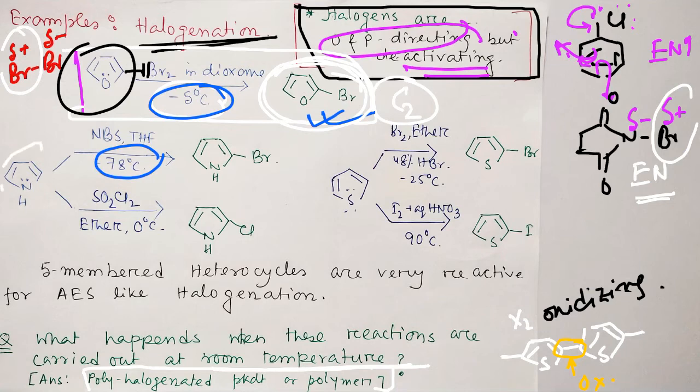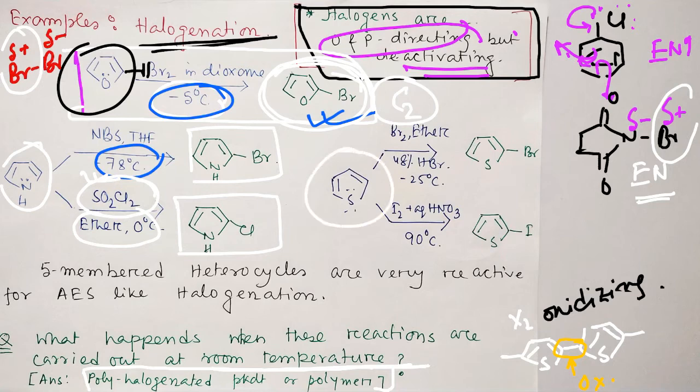Second point, pyrrole is more reactive for AES, that's why the reaction is possible at -78 degree and similar selectivity is observed. Not only this, if you use SO2Cl2 in ether at 0 degree centigrade, it undergoes chloro substitution. Generally direct chloro substitution is a difficult thing, so this reaction is very advantageous. Fine. In the case of thiophene, bromine in ether along with 48% HBr at -25 degree centigrade undergoes similar substitution.